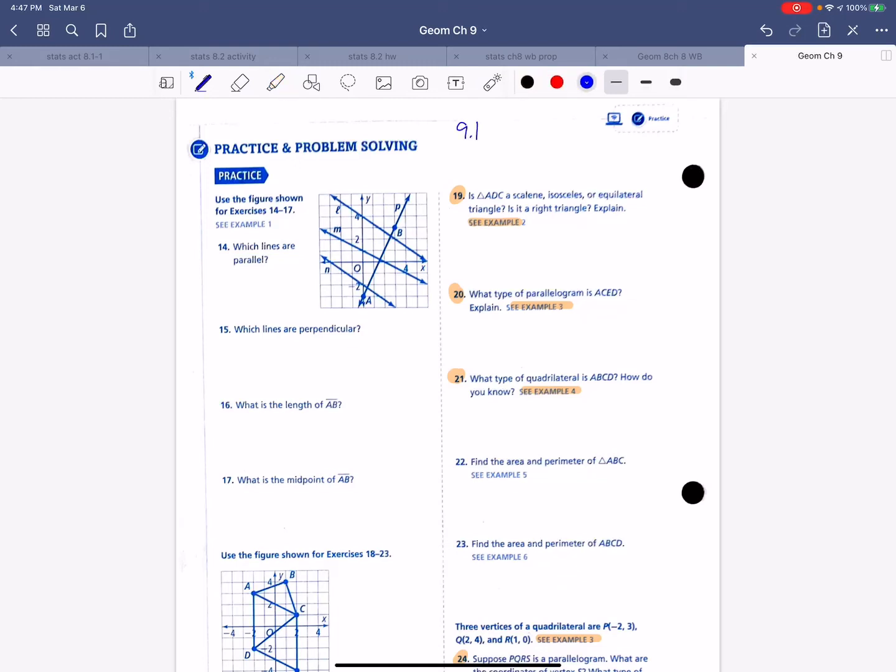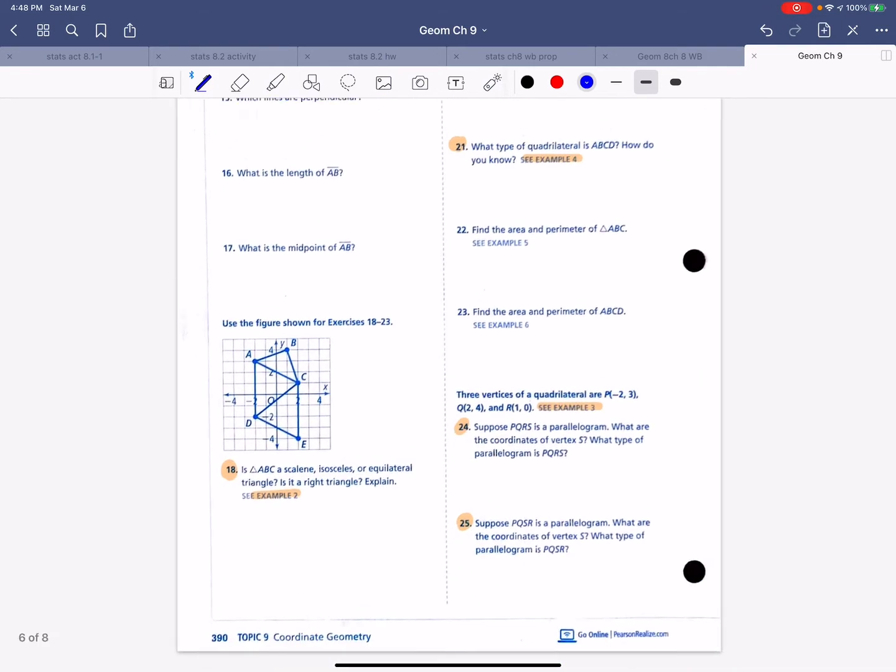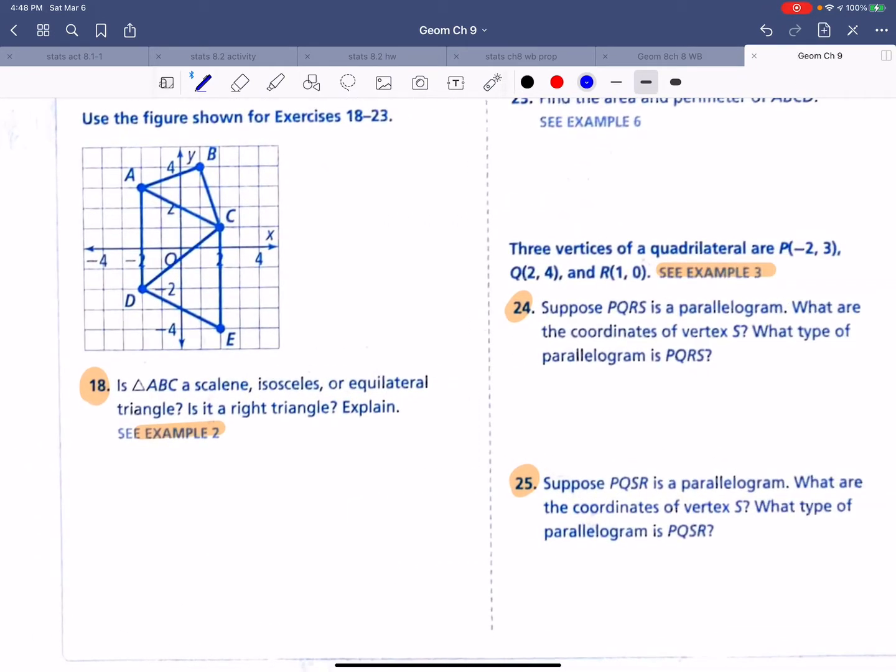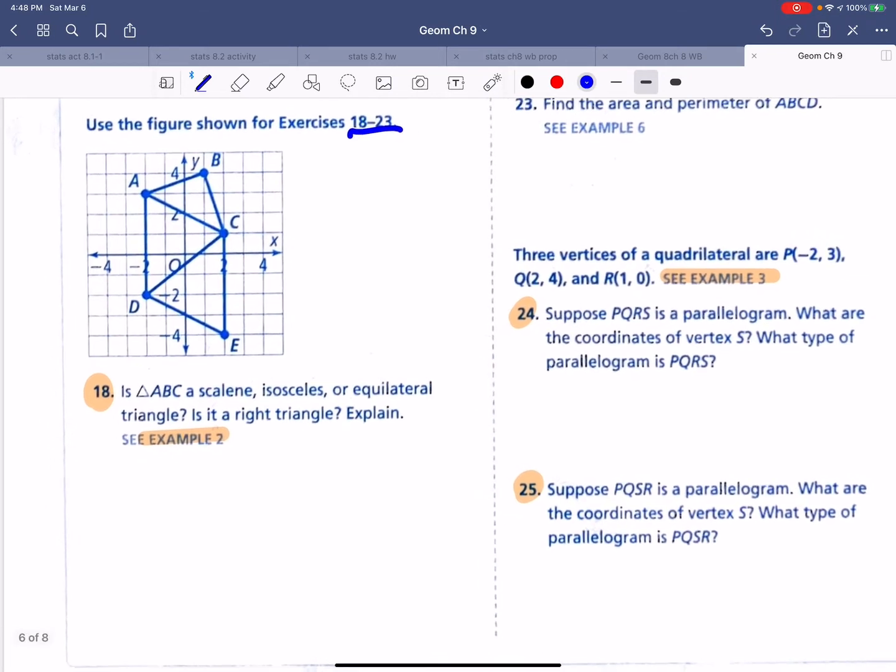Hey guys, this is the homework and notes for 9.1. So let's do it. Our assignment says, please complete 18 to 21, 24 to 26, and 28 to 30. So let's do it. All right, it says, use this figure for the next group of questions.